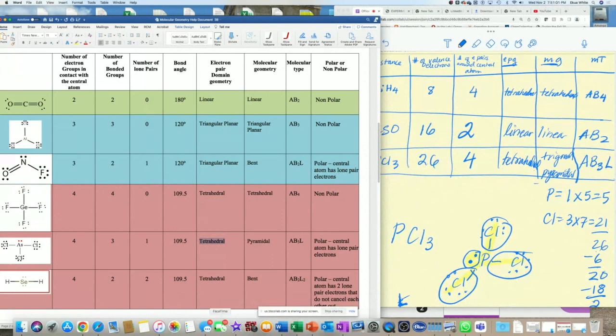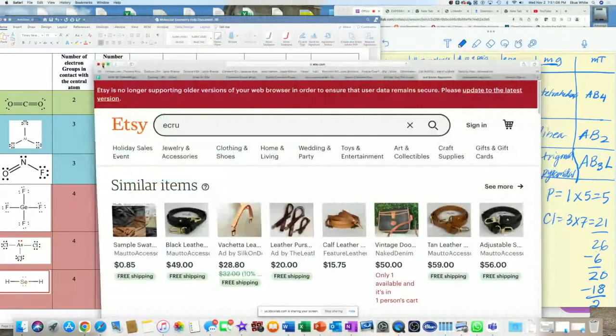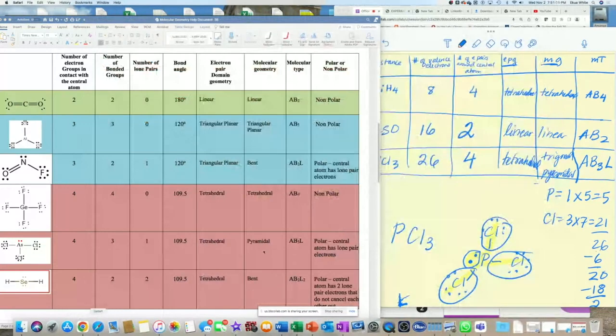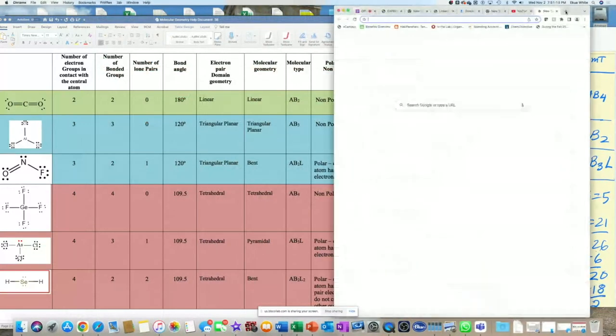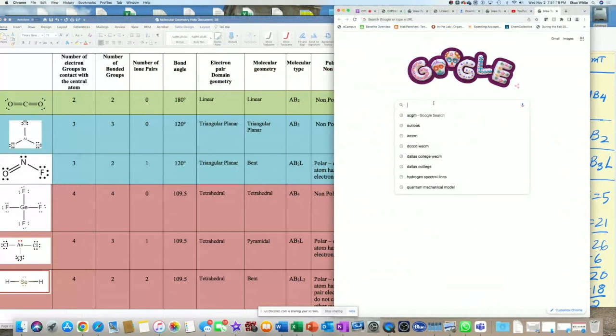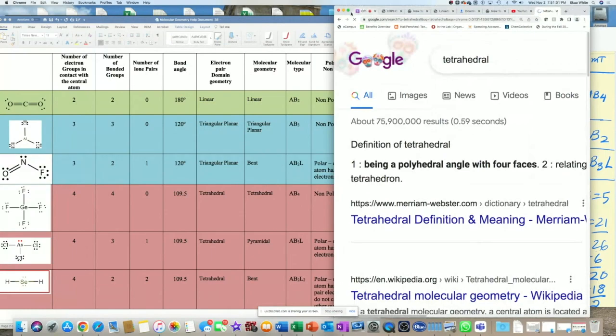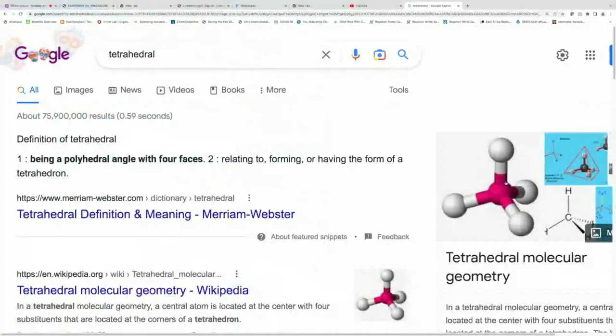Let me see if I can see a picture. Because usually on campus, I will have a... Okay, that's not what I want to show. Just trying to get some belts. Let me see if I can find something here. Okay. Tetrahedral. Because I don't know if there's an actual image of this in the slides. Tetrahedral. Yeah, this shows it right here. That's what it looks like.